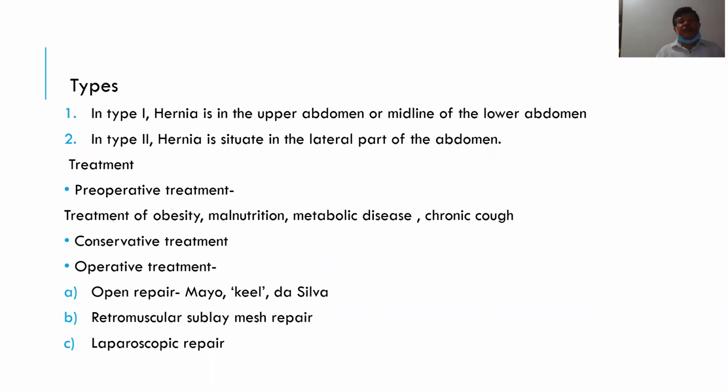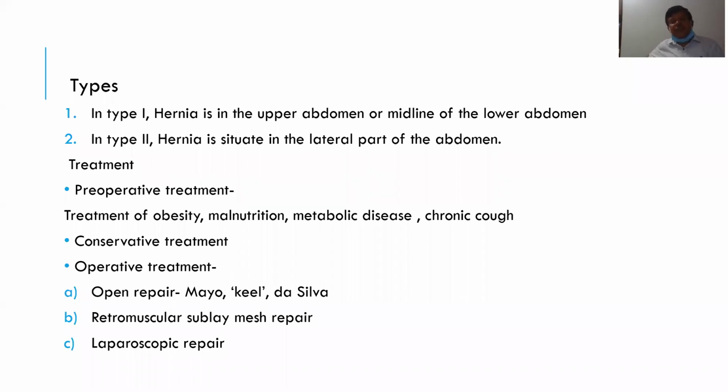So there are types of incisional hernia. One is type 1, where the hernia is in the upper abdomen or the midline of the lower abdomen. That is type 1. Type 2 hernia is situated in the lateral part of the abdomen, mainly hernia in the appendicectomy incision or scar, or in the lumbar incisions. That is type 2.